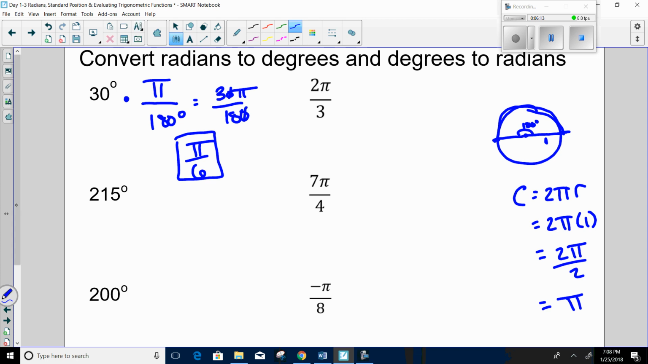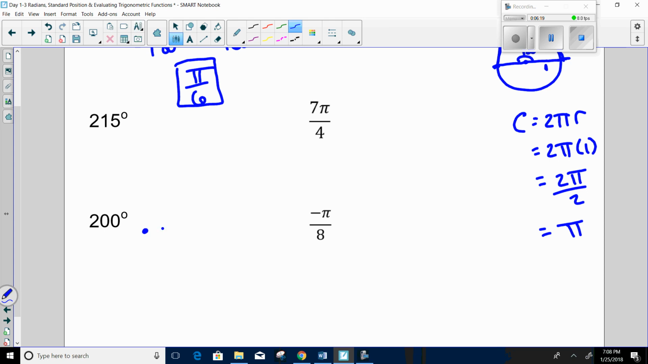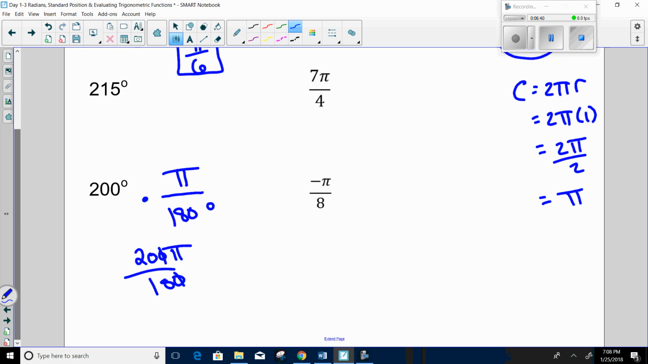Okay, so let's go down here and do 200. I'm going to multiply by a fraction, and again, I want to get rid of degrees, so I put the degree measurement in the bottom. Well, 180 degrees is equivalent to pi radians. So what do I do? I reduce. I get 200 pi over 180. Again, they both end in 0, so I can cancel those out. Now I have 20 divided by 18. Well, 20 divided by 18, I can take out a 2, which is going to be 10 pi over 9. So what that means is 10 pi over 9 and 200 degrees are equivalent angle measurements, just in different units of measurement.